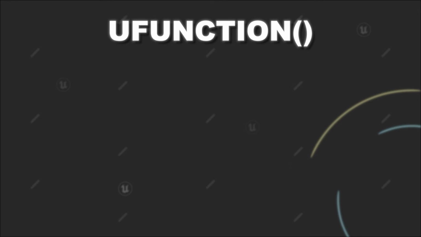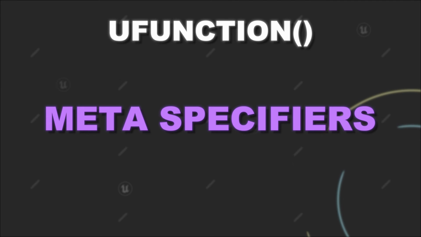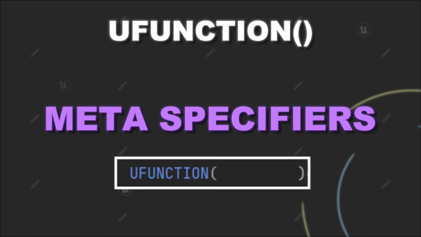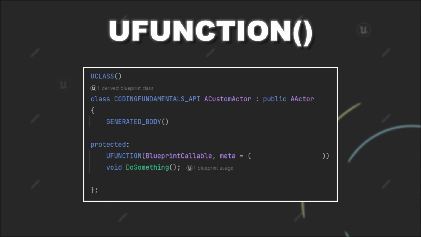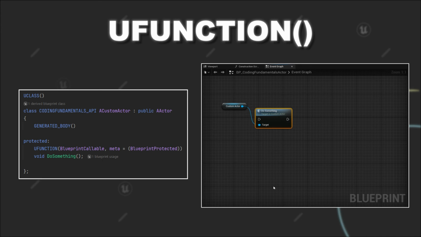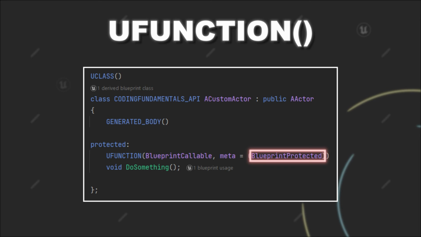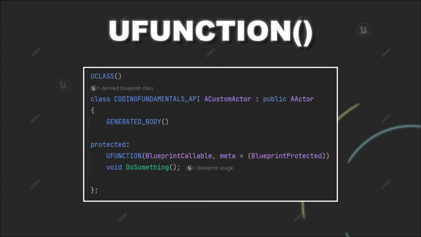Like the UCLASS macro, you can also add a meta specifier to your UFUNCTION macro. It follows the same concept. You first have to write meta equals and then parentheses. And then add the meta specifiers between the parentheses separated by commas. One useful meta specifier is BlueprintProtected. Usually you would be able to call BlueprintCallable functions from every other Blueprint. However, with BlueprintProtected, you basically replicate the behavior of the protected keyword in C++. So that you are only allowed to use the function inside the Blueprint of the class itself.